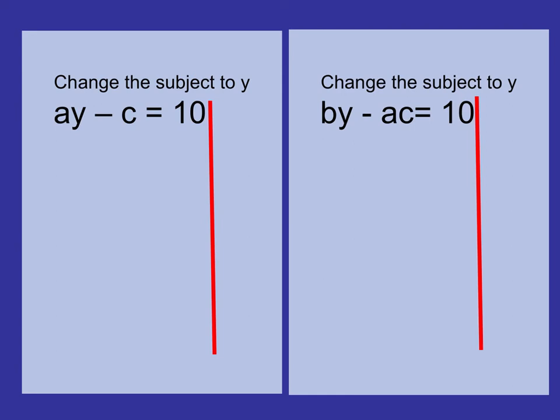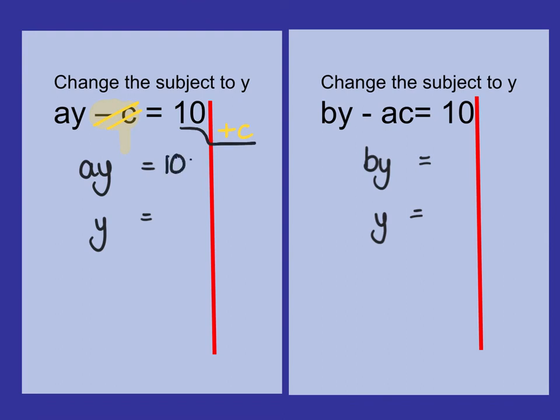Okay, these ones are slightly different again. So change the subject to y. So first of all, I'll have to do ay before I get my y. And for the next one, I'll need to work out by before I can work out my y. So from the first line to the second line, I'm missing the minus c. The opposite of minus c is to plus c. 10 plus c. Remember, I can't work that out, so just write that bit down.